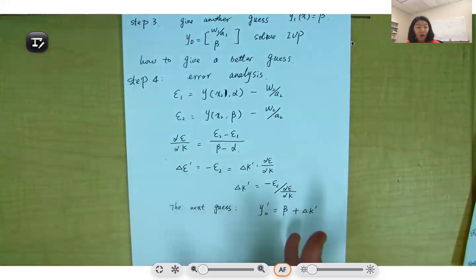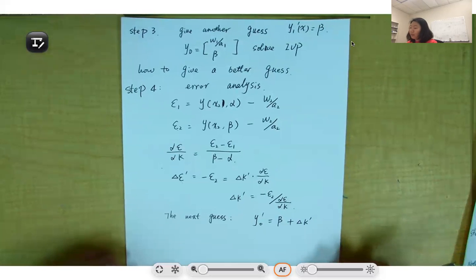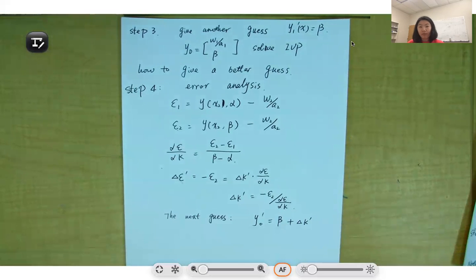Now, this is the algorithm for the BVP, and we will make an example of how to use this algorithm to solve the boundary value problem. We use an example which is second order, okay?